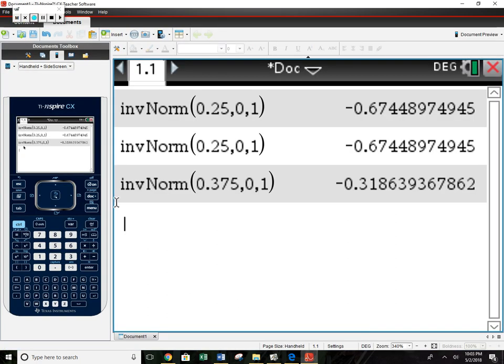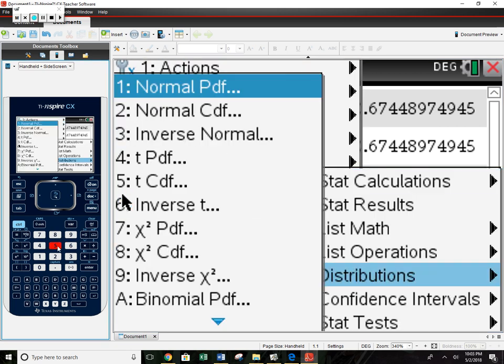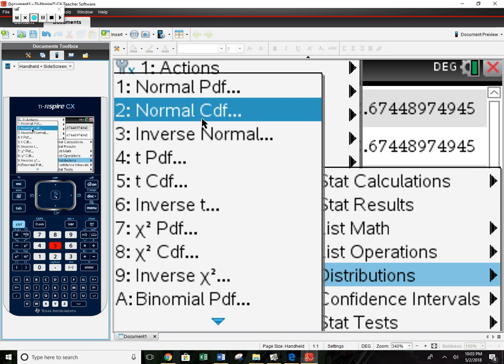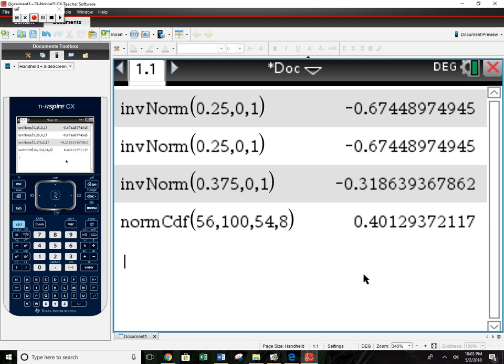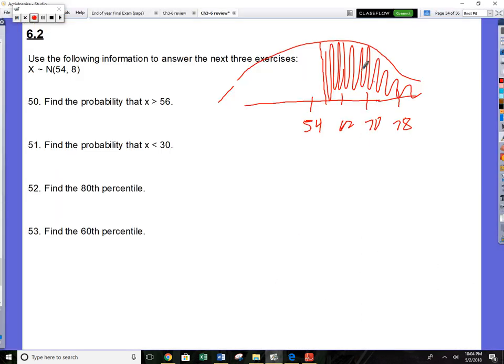So we are just going to go menu 6, 5, and that is any area under the curve. That's going to be a cumulative distribution. So we're going to go normal CDF. The lower bound, we're going to go 56. The upper bound, we can put in some big number, 100. As long as you get it out past that third standard deviation, I think that third one was like 78. Get it clear out there so that you know you're going to capture everybody. Okay, the mean was 54. Standard deviation was 8. Hit OK, and this will do it all for you. So that is 40%. So the area under that curve, that is like 40% of the population.